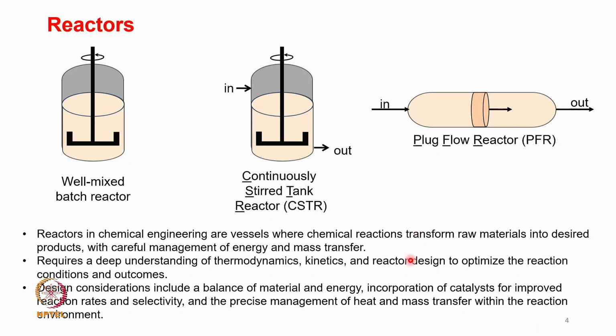So, again we could just start with reactors. Reactors are chemical engineering vessels wherein the chemical reactions take place and transform the raw material into desired product. See, when a reaction is taking place, we are essentially implicitly assuming that we are carefully managing the heat and mass transfer, or energy and mass transfer, because the reaction takes place. For a reaction to happen, a careful control of the energy and mass transfer is required.